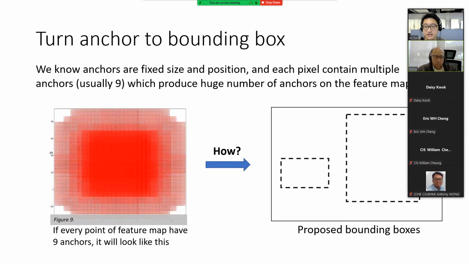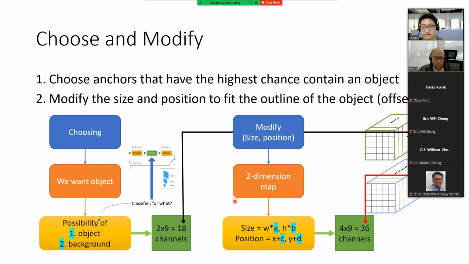So now we create anchors on every point on the feature map. If we draw them all out at the same time, it will look like the left hand side here, which looks very complicated, with tons of boxes. But the original image doesn't have as many objects as is shown here. So how do we select some of the boxes and do the final modification to fit the object? How do we do it?